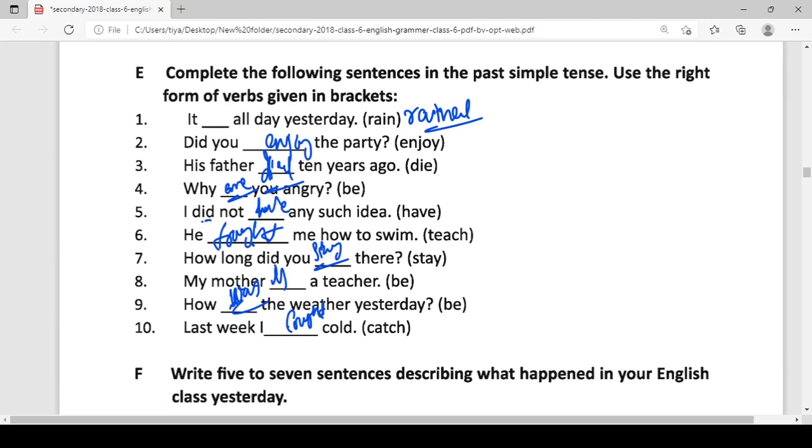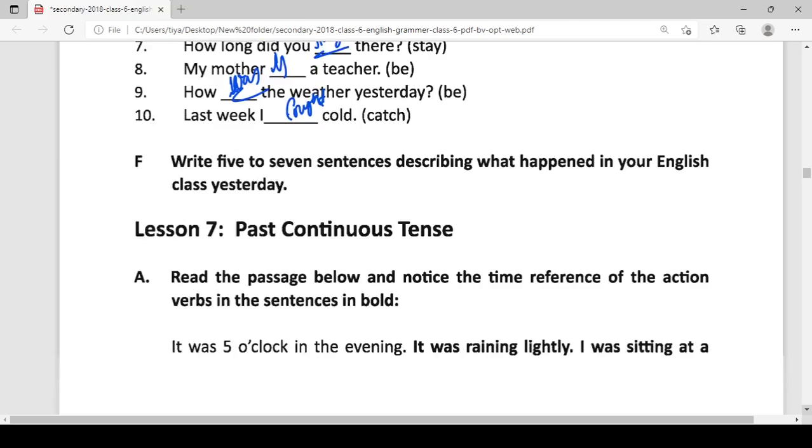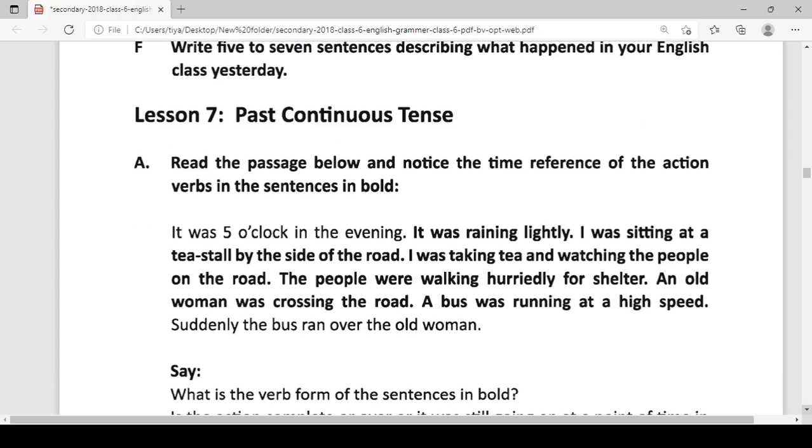I got by cold or I got cold. So these are the sentences in the simple past tense. Now we need to use the past continuous tense. Whenever we need to use the past continuous tense, just as in the present continuous tense we generally use the structure: subject plus is, am, are plus first form of the verb with ing plus object.